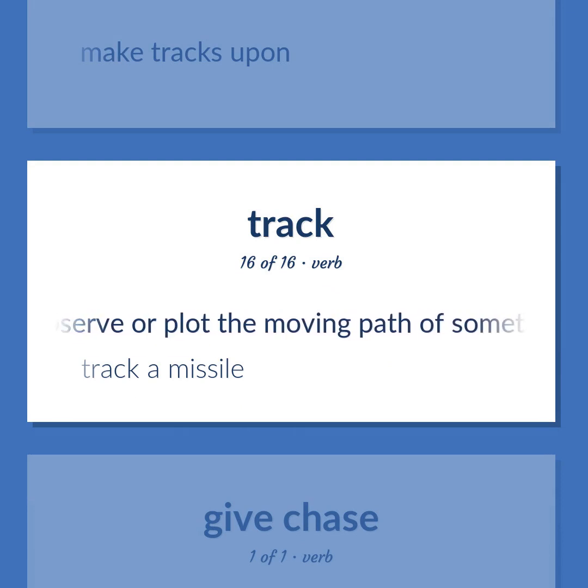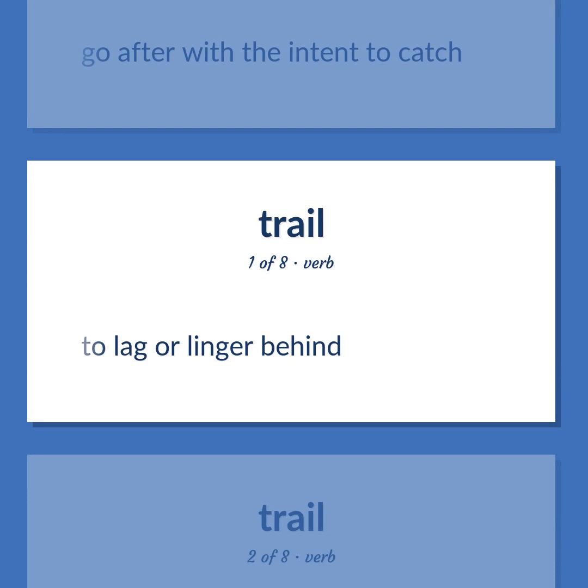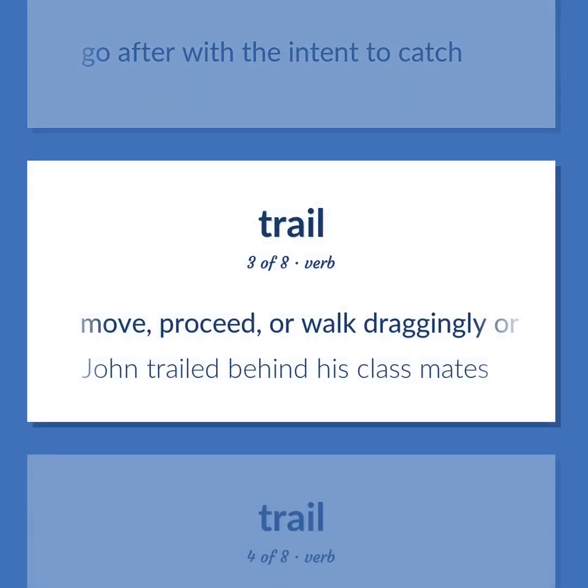Observe or plot the moving path of something. Track a missile. Go after with the intent to catch. To lag or linger behind. Go after with the intent to catch. Move, proceed, or walk draggingly or slowly. John trailed behind his classmates.